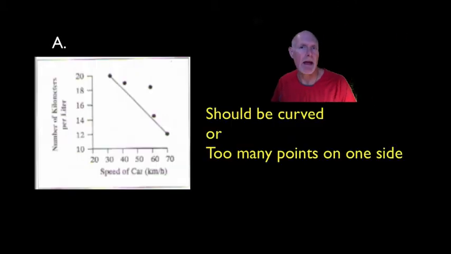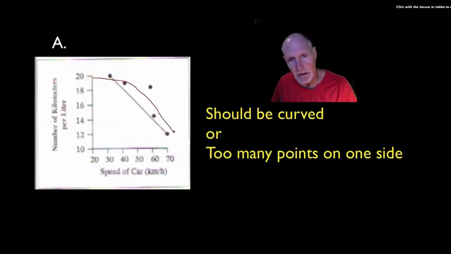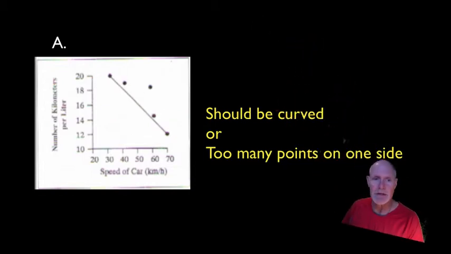Now that you have all of those in your notebook, we're going to correct those. So look back at letter A. There's two answers that I would accept for letter A. Either it should be curved, or there are too many points on one side. This is kind of a tough one, but if you were to take a look at this graph right here, I think the line of best fit should probably do something like that. So it's kind of a curved line. So you can either say it should be curved, or there are too many points on one side.